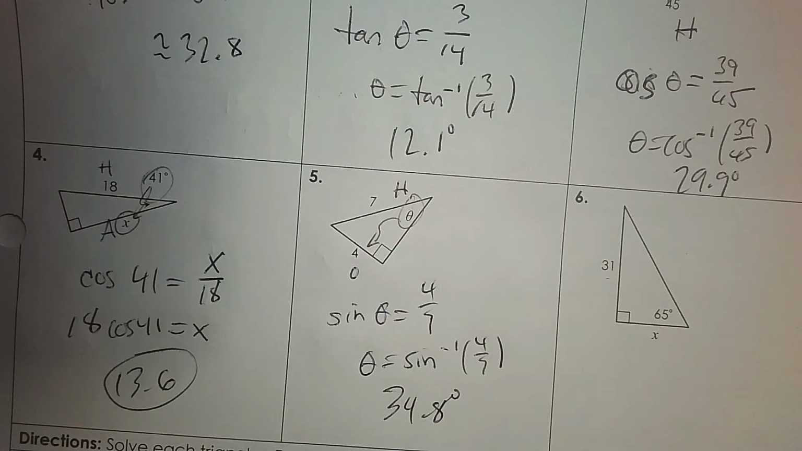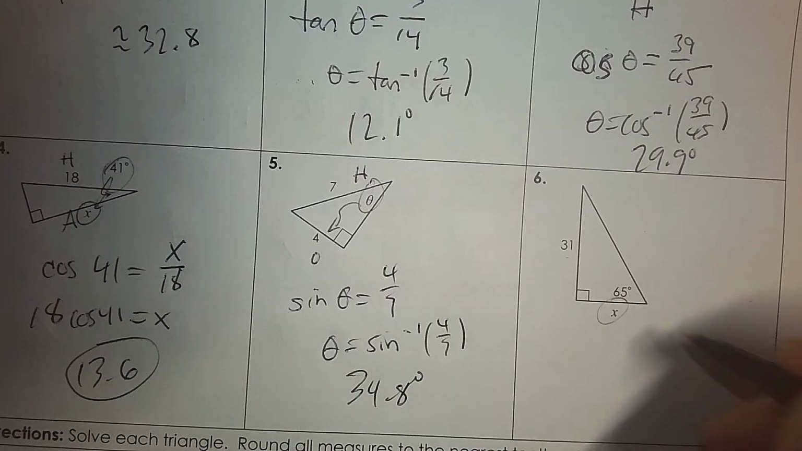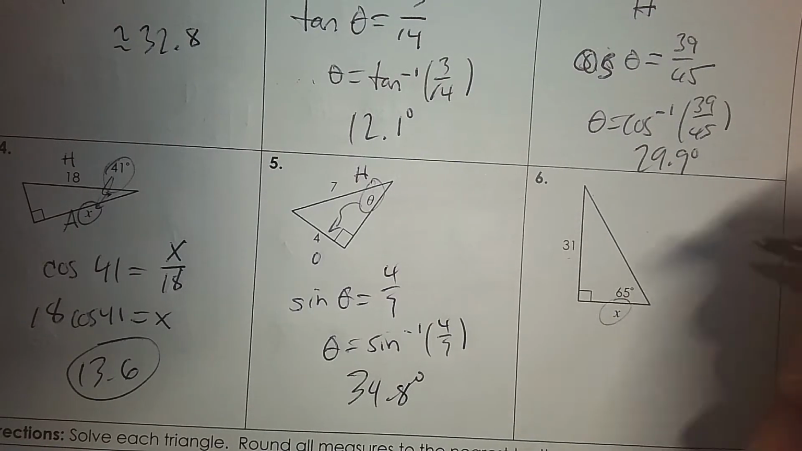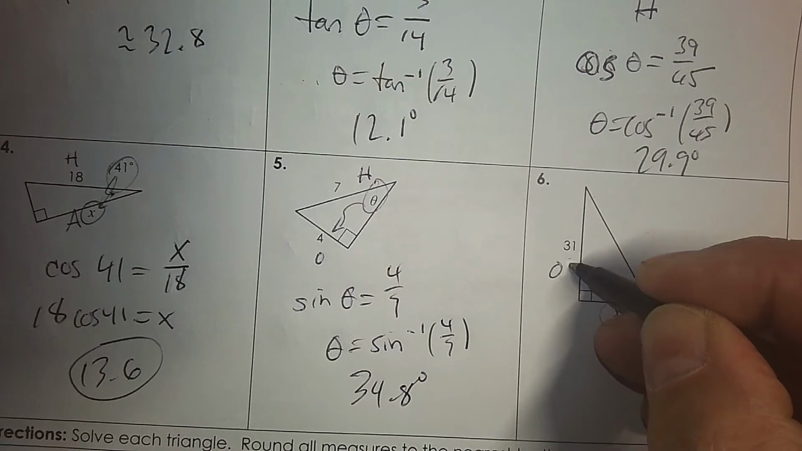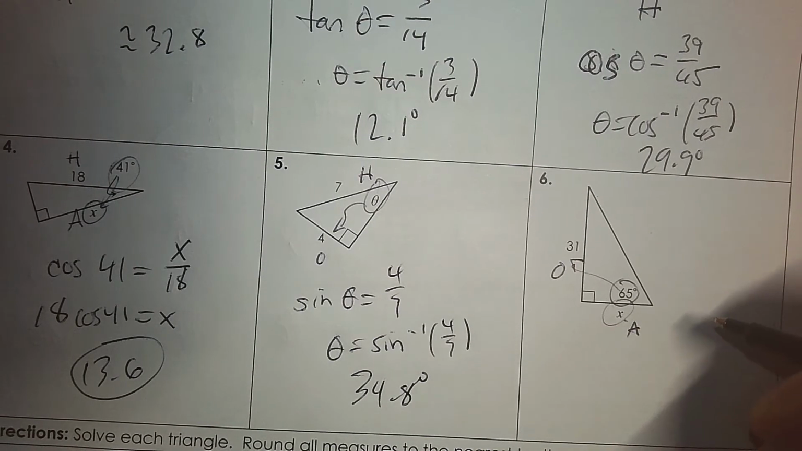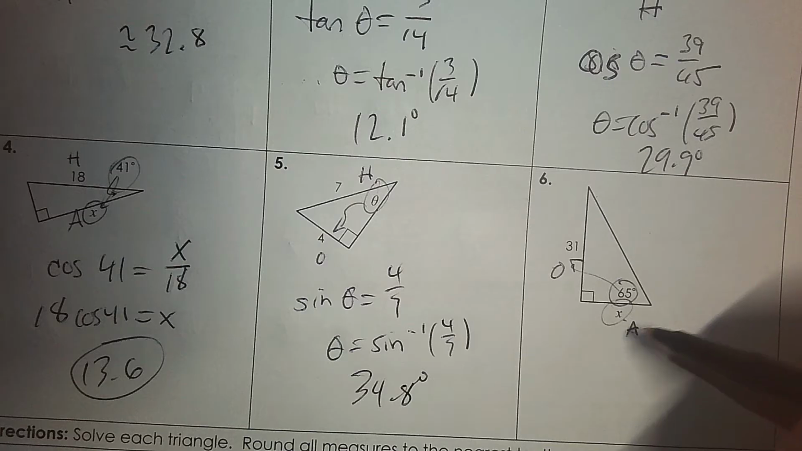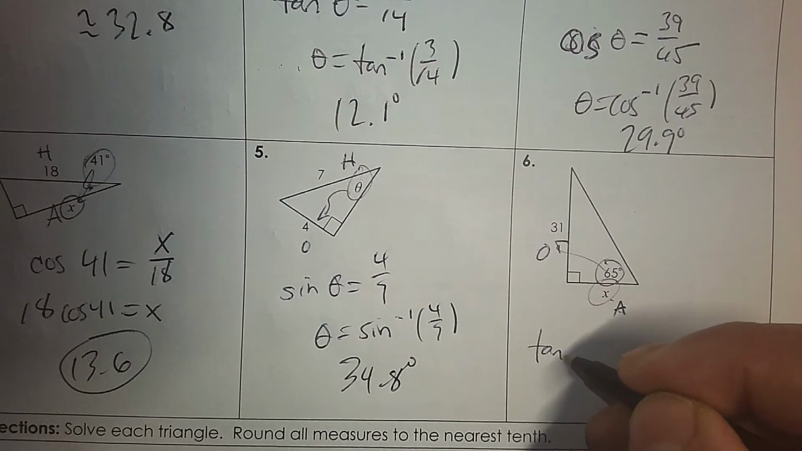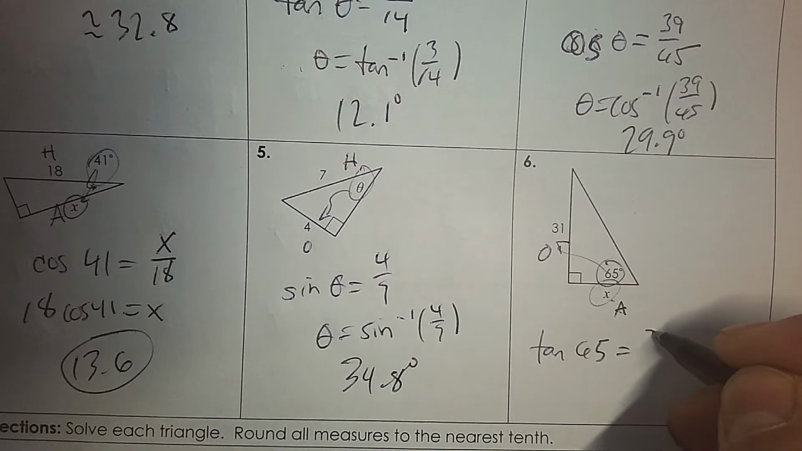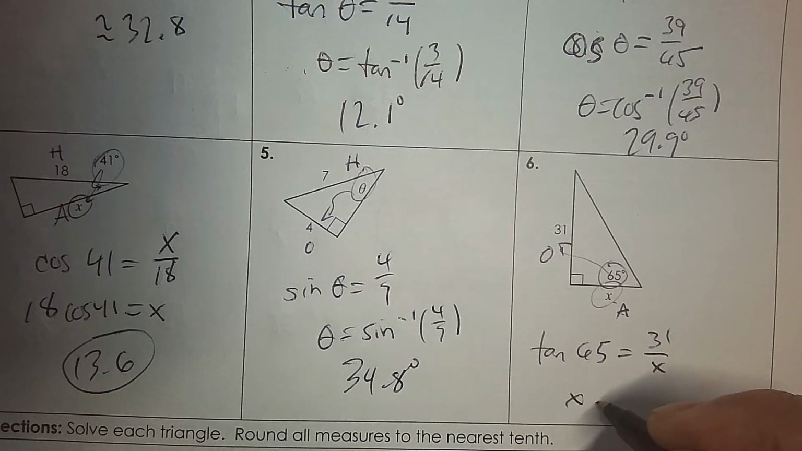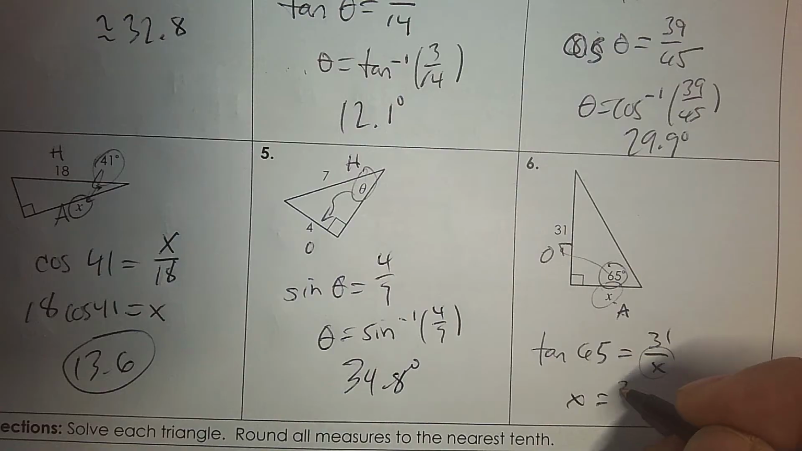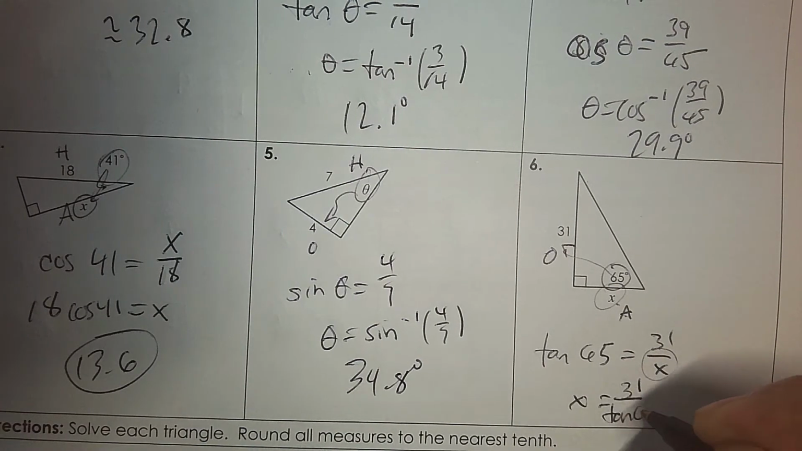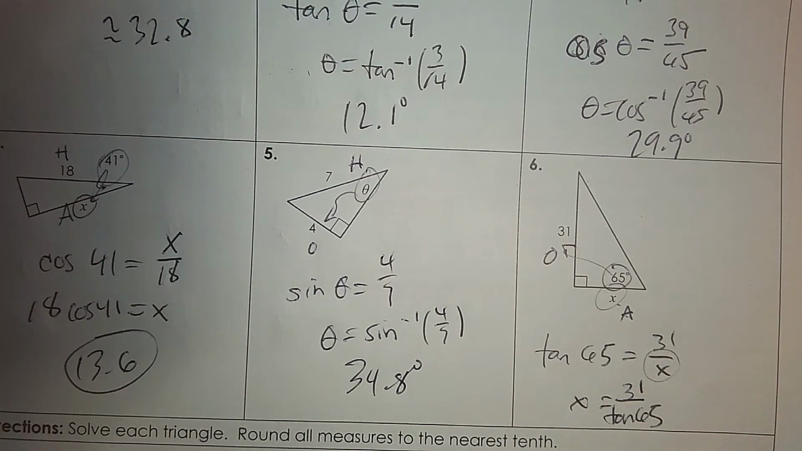Number 6, I'm looking for a missing side. So what am I given? So this is the opposite side, this is the angle, and x is the adjacent. So opposite and adjacent, so that's going to be tangent 65 is equal to 31 over x. To get x by itself, you'd multiply by x and then divide. So when you divide by tangent 65, that's x by itself. And then type that in your calculator and you get 14.5.